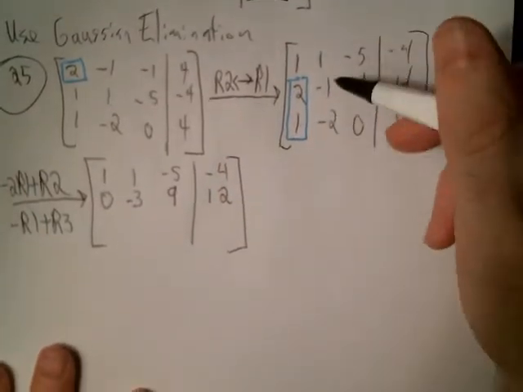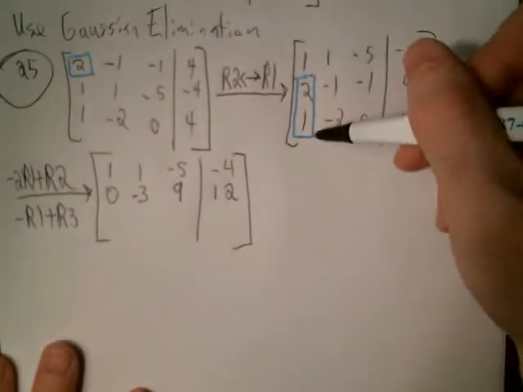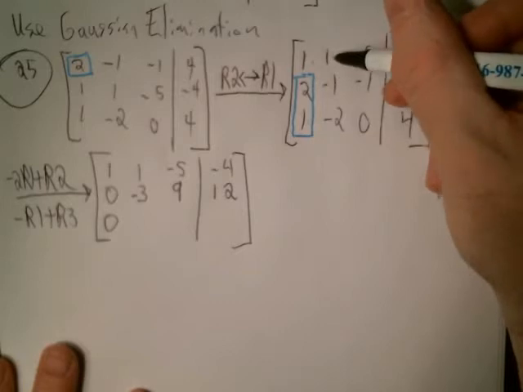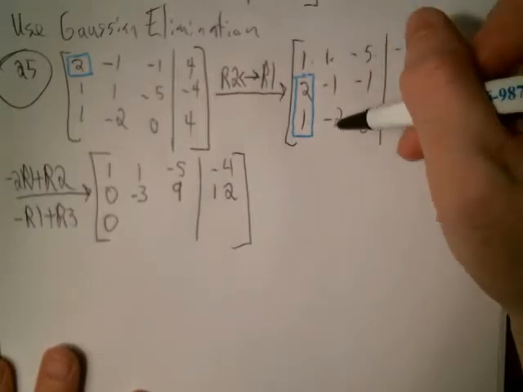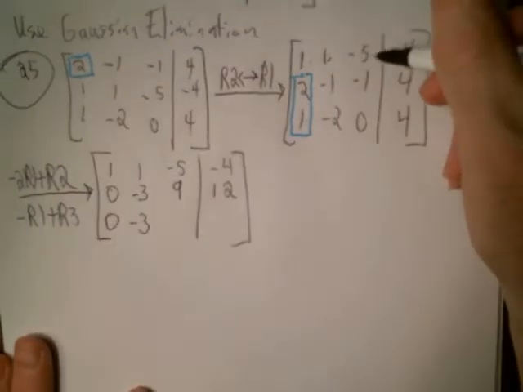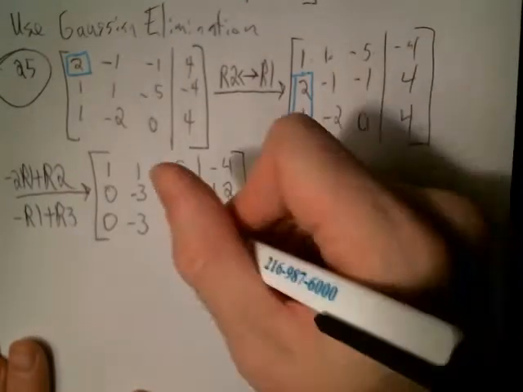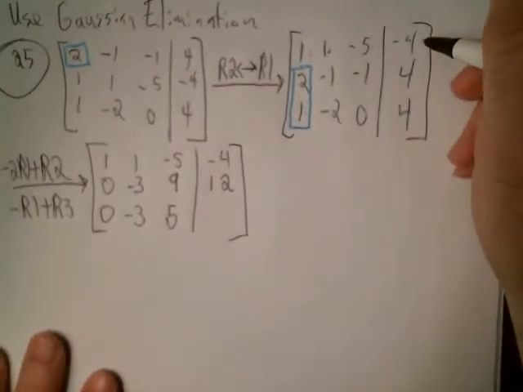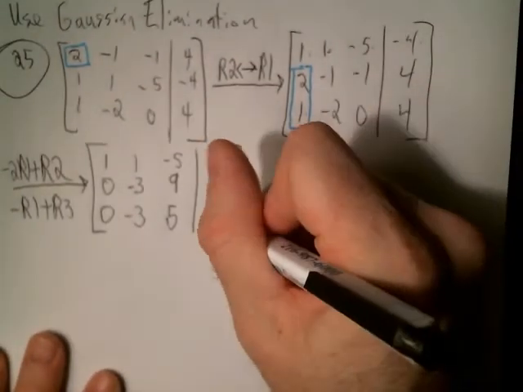Now the third row, so negative 1 times 1 is negative 1. Negative 1 plus 1 is 0. Negative 1 times 1 is negative 1. Negative 1 plus negative 2 is negative 3. Negative 1 times negative 5 is 5. 5 plus 0 is 5. Negative 1 times negative 4 is 4. 4 plus 4 is 8.